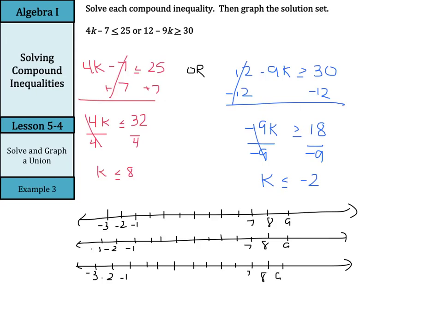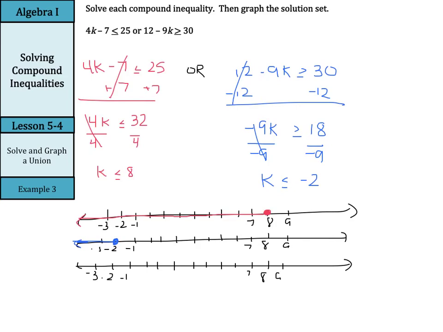but here we are. K is less than or equal to 8. Well, closed circle at 8. 7 is less than or equal to 8, so we're shading it this side. And then we have k is less than or equal to negative 2. Well, closed circle at negative 2. Negative 3 is less than or equal to negative 2, so we're shading it this direction as well.